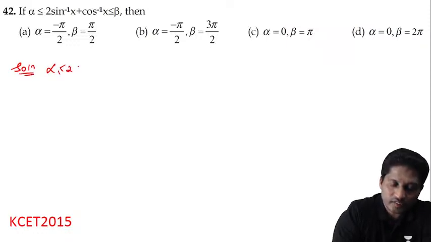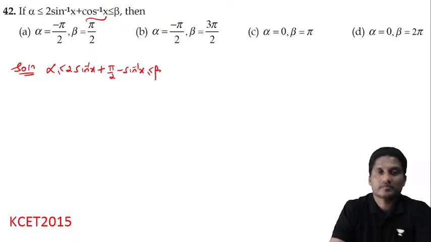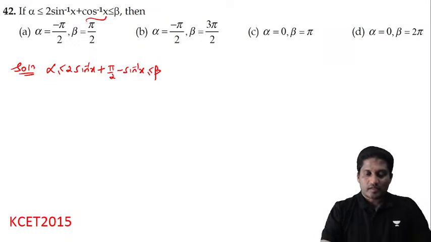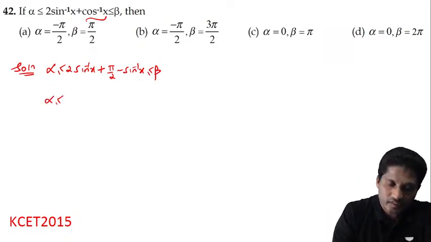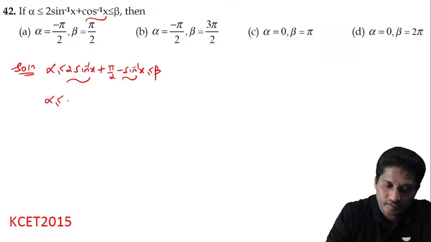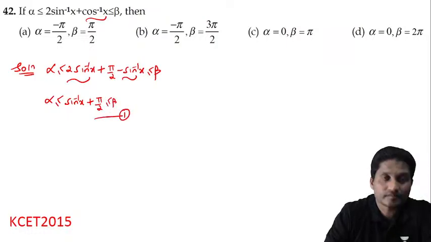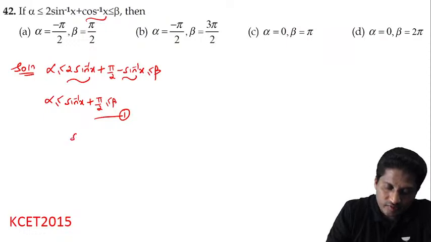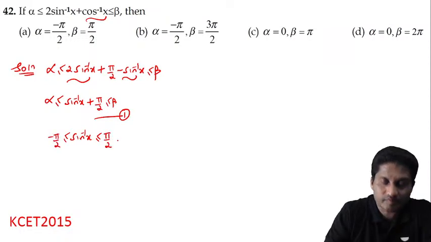Alpha is less than or equal to 2 sine inverse of x. Okay, cos inverse of x is equal to pi by 2 minus sine inverse of x, then this is less than or equal to beta. You can write this as alpha less than or equal to 2 sine inverse of x plus pi by 2 less than or equal to beta. Call this equation 1. We know that sine inverse of x lies between minus pi by 2 and plus pi by 2.